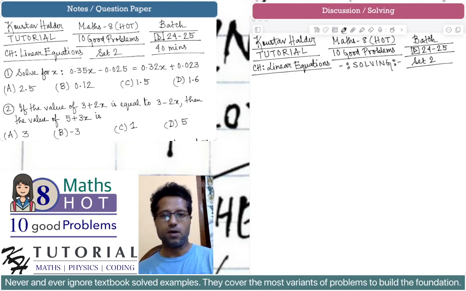Okay, so I have the 10 good problems on the left hand side. I hope the fonts are big enough and you can read it, see it properly. The PDF of these 10 good problems will also be in the description below. On the right hand side, I will solve the problems, and I will pause for a few seconds after solving a problem so that you can take a screenshot of the solution if you think it will help you.